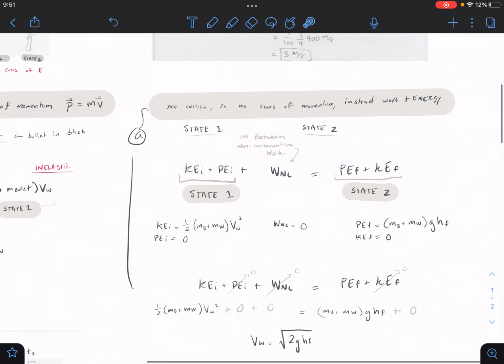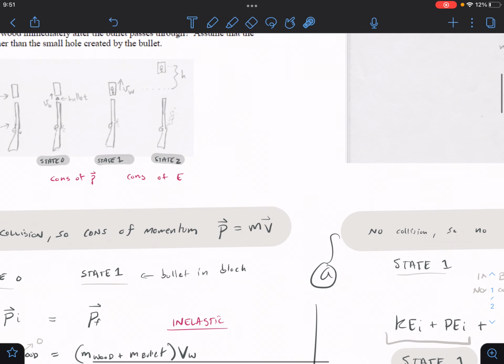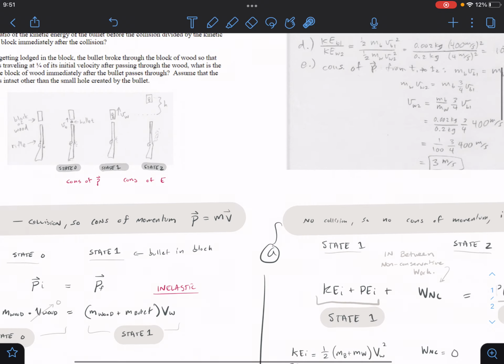Then for state 1 to state 2, we have state 1 over here. Now they're stuck together and they're going to rise a certain height. So they're stuck together and they have some velocity. So we have some object with velocity and it's moving between state 1 and state 2. So we can use conservation of energy.